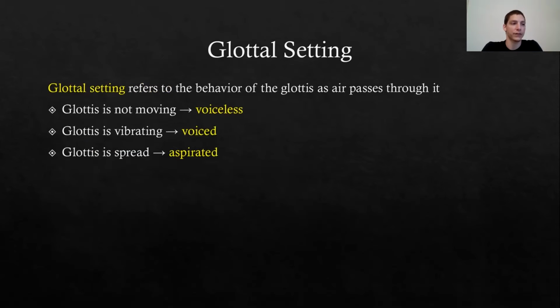The next thing that can differ in the production of a sound is the behavior of the glottis. So what the glottis does as air passes through it, again, has an effect on the quality of a phone. And so when the glottal setting changes, then the sound becomes different. And so some of the most important ones are when the glottis is just kind of still and not moving. It's not spread or closed or anything like that. It's just sitting there being all plain and boring. These sounds are called voiceless.